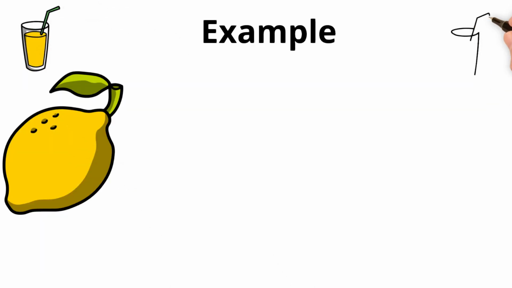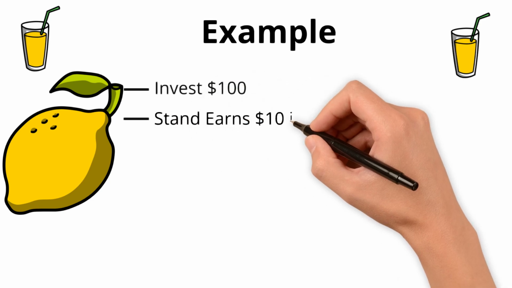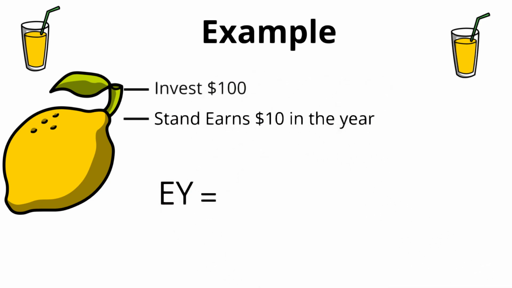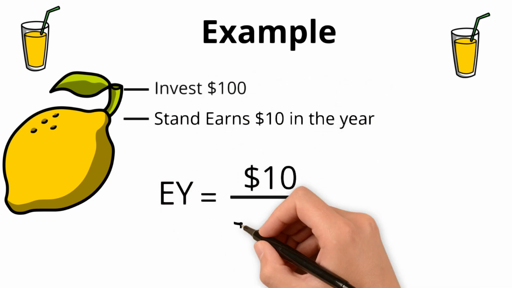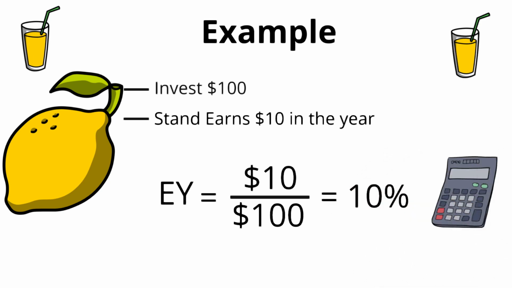Now let's simplify earnings yield further with a lemonade stand. Imagine you invest $100 in the stand, and after a year, it earns $10 in profit. We divide $10 by $100, giving us an earnings yield of 10%. That means you earned 10% of your investment in 1 year.